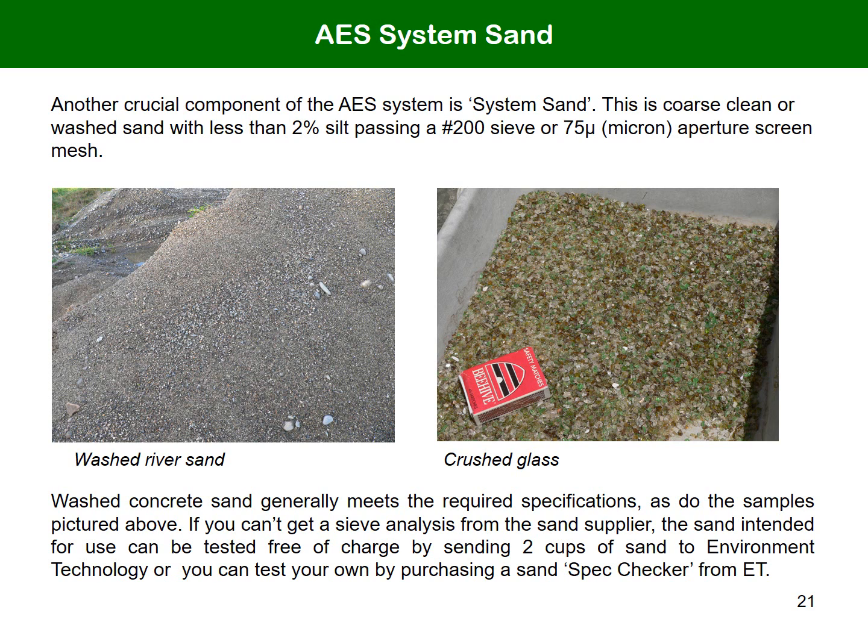Another crucial component of the AES system is AES system sand. This is coarse washed sand with less than 2% silt passing through a number 200 sieve, 75 microns. Washed concrete sand generally meets the required specifications, as do the samples pictured. If you can't get a specification grading sheet from suppliers of sand and aggregate, sand can be tested free of charge by sending 2 cups of sand to ET, or if you intend to be using a variety of different source sands, by purchasing a sand spec checker.